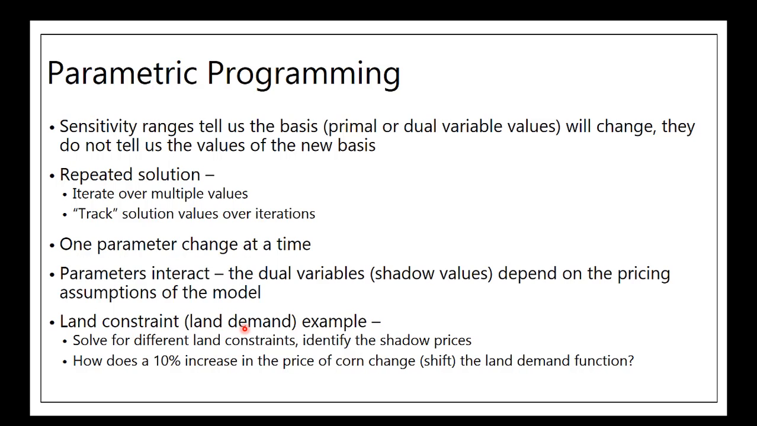I give a land constraint, land demand example. A farm producer with a limitation on land, you're getting a pretty direct identification there of land demand. So solve for different right-hand side values of the land, basically saying what if they could rent more land, what's the willingness to pay to rent more land? If you measure those shadow prices, you're getting the willingness to pay for the next unit. And so you could think about tracking out that land constraint, but then also how does a 10% increase in the price of corn shift that land demand function?